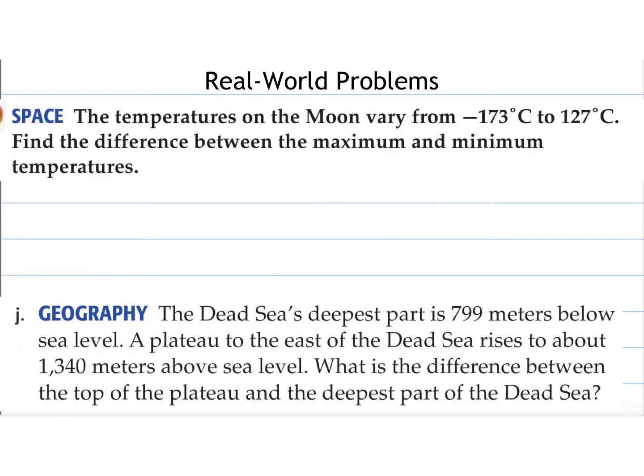Couple word problems for you to try. The temperatures on the moon vary from negative 173 degrees Celsius to 127 degrees Celsius. Find the difference. Okay, difference right there is telling me subtraction between the maximum and minimum temperature. So notice the order. Maximum is listed first, so that's what we're going to list first. And the max is 127. Again, difference means we're going to be subtracting. Minimum is listed second, so that's the second number that we're going to use, and it's a negative 173.